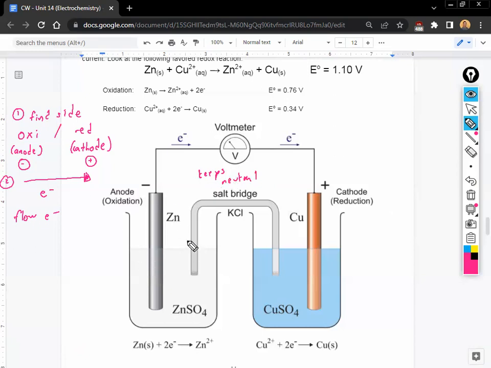Because there's oxidation going on here, this side becomes negative. Because there is reduction going on here, this side is going to become positive. And then basically it just functions as a battery. There are actually things called wet batteries, where you have two solutions like this and you can produce a current and use it as a battery. Pretty interesting.